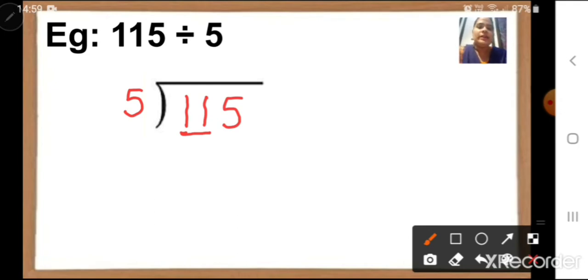So children, come on, say the table with me. 5 1s are 5, 5 2s are 10, 5 3s are 15. Now children, 5 3s are 15. Okay, it is bigger than 11, so we cannot take that. So we have to take 5 2s are 10, correct? Because 10 is smaller than 11.